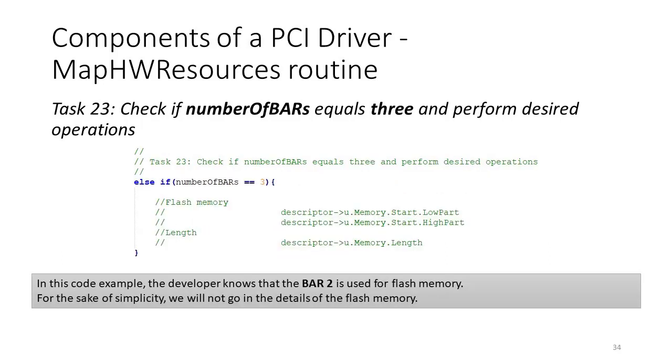Task number 23, check if the number of bars equals 3 and perform the desired operations. In this code example, the developer knows that the bar 2 is used for flash memory. For the sake of simplicity, we will not go into the details of the flash memory.